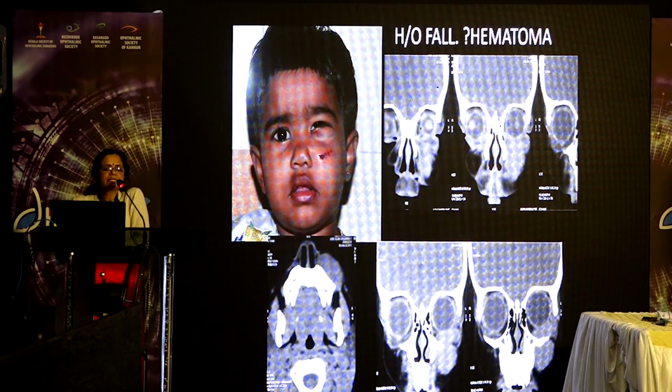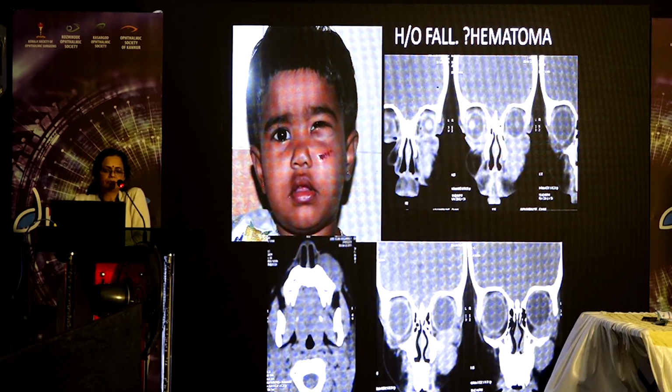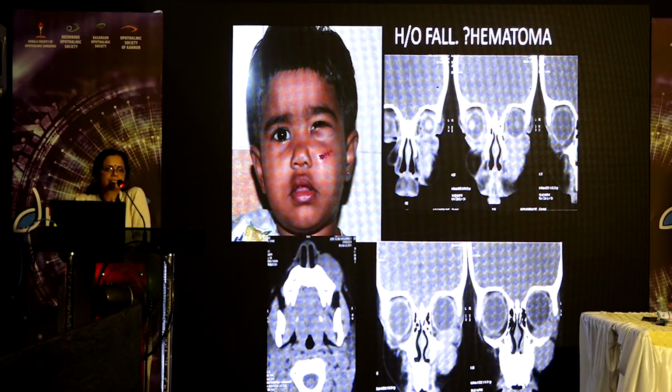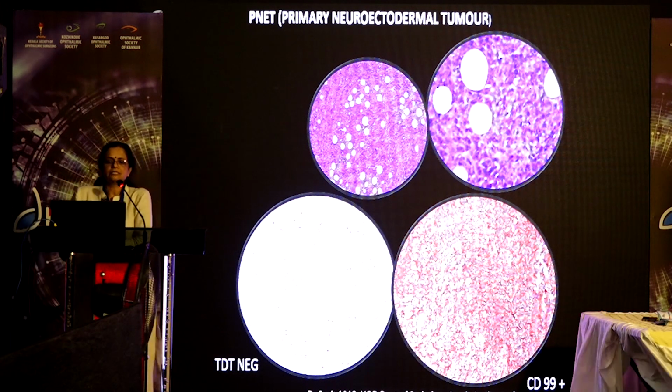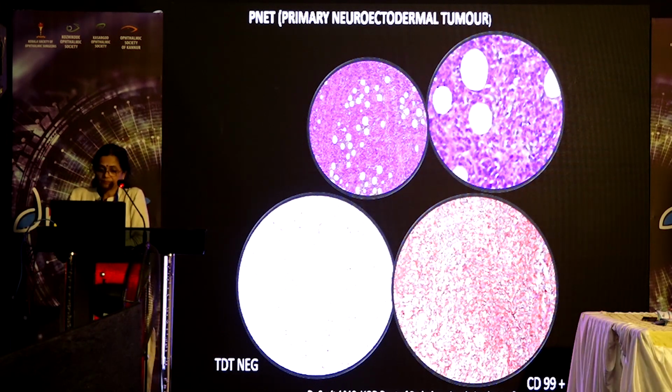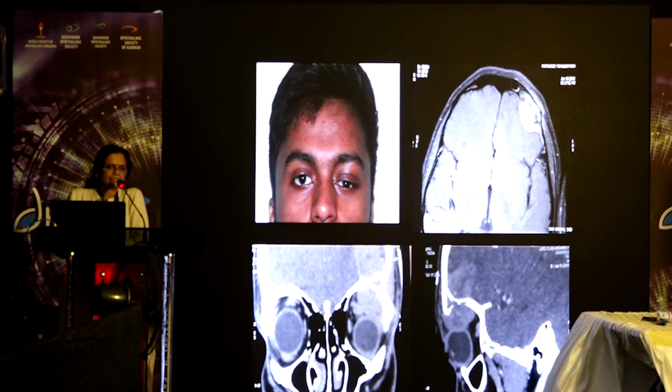Again, this child came with a history of fall. You can see the abrasion on the skin. There was a hard mass in the inferior orbit extending to the cheek. It was biopsied, and it was a primitive neuroectodermal tumor. All these diagnoses are given by the pathologist.